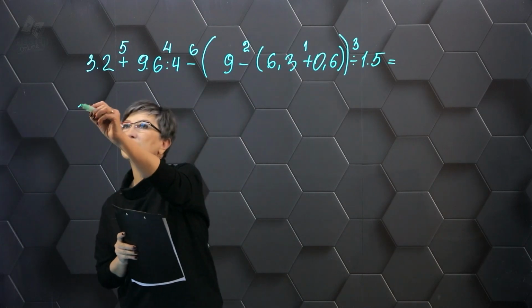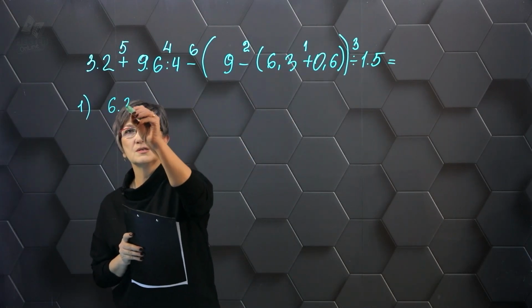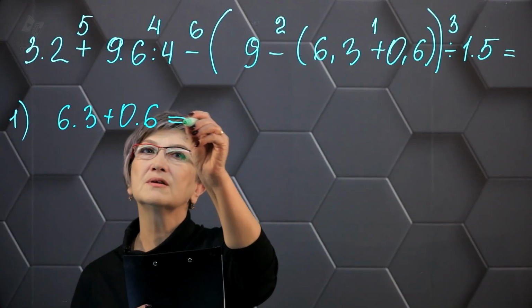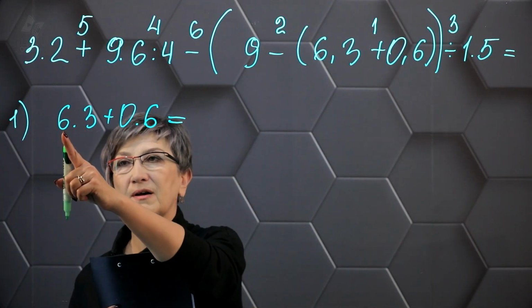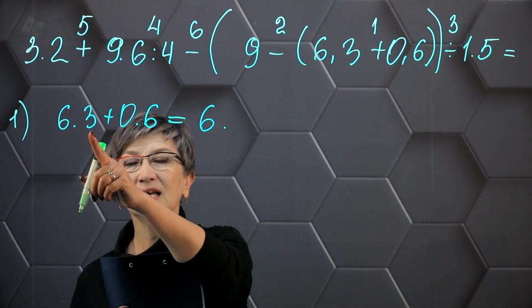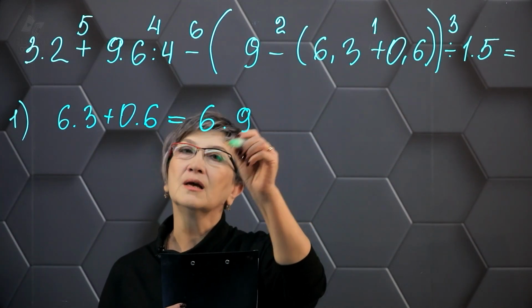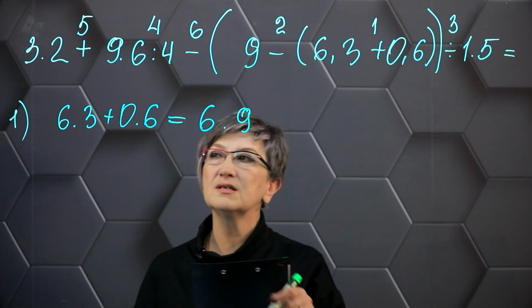And let's start solving. The first step, we need to add 0.3 to 6.3. I will not write this action in a column, because it is very easy to add: to 6 integers add 0 integers, it will be 6 integers. And to 3 tenths add 6 tenths, you get 9 tenths. So, the result of this action is 6.9.